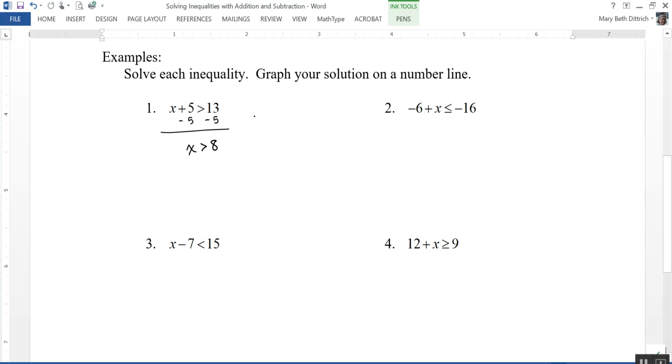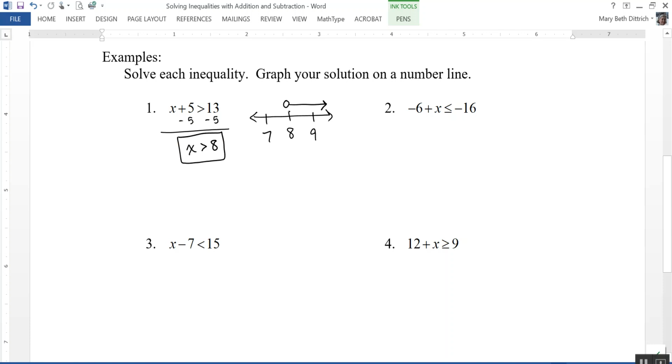Now if I want to graph that, I'm just going to do a simple number line. I'm going to put 8 in the middle, and I'm going to do one number larger and one number smaller. And since this is not an or equal to, it's just a greater than, it's going to be an open circle over 8. And since it's greater than, it's going to be going in the positive direction on the number line. So there's your solution and a graph of the solution.